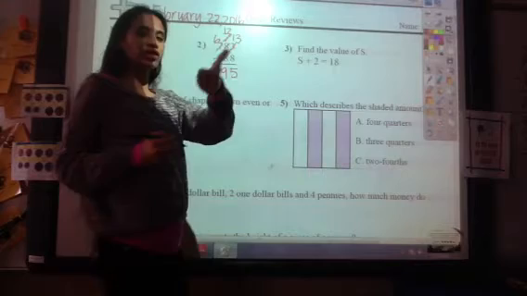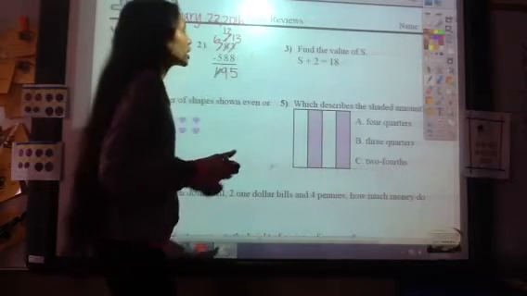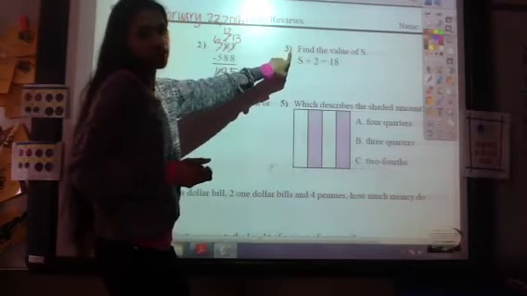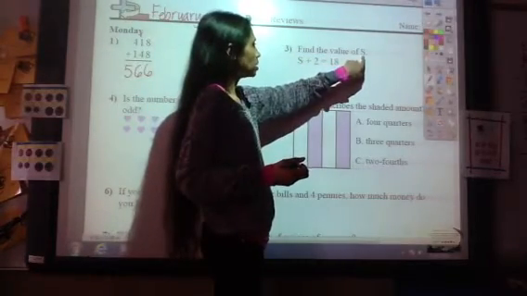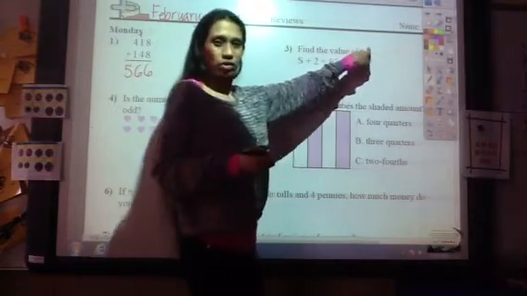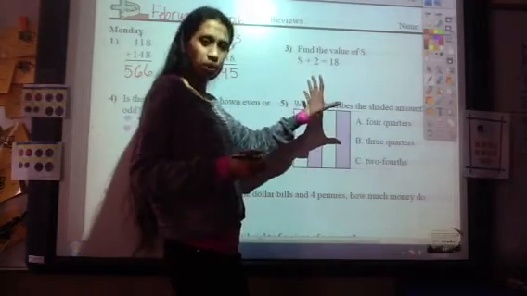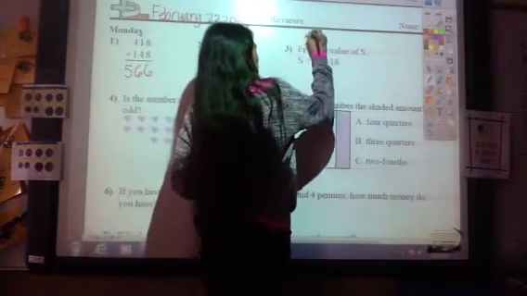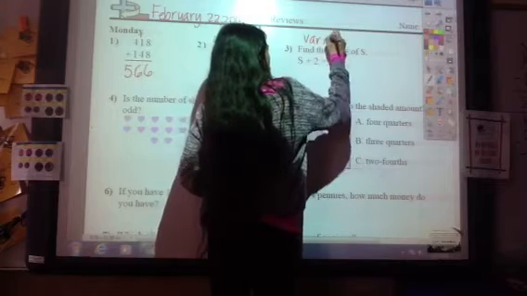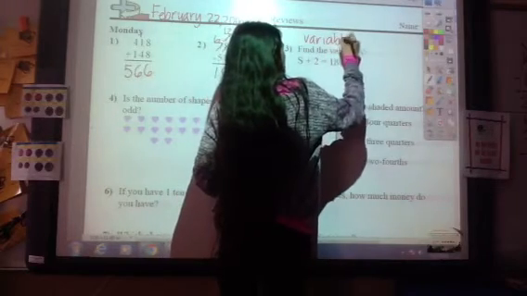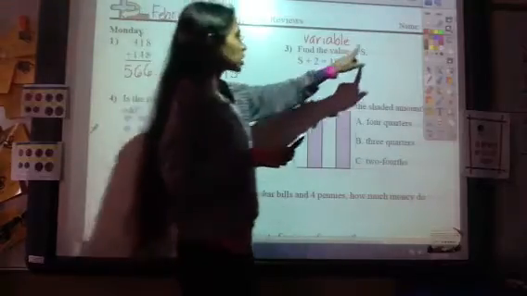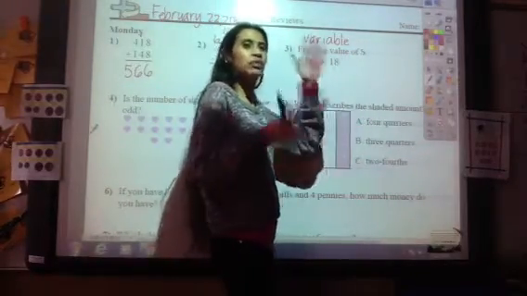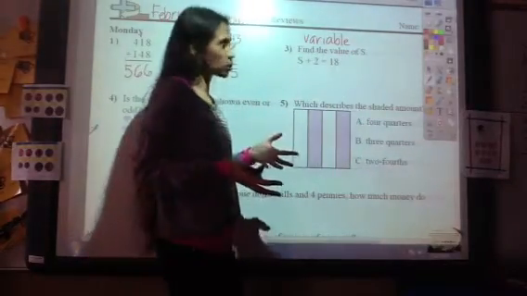Thumbs up if you got that by yourself. Woohoo! All right, let's look at number 3. Now, number 3 says, find the value of S. Now, S is a letter, but here it's a number, and we call that a variable. So when you get older, like 5th grade, middle school, and high school, you use variables a lot. So that's letters, then you have to figure out what number that letter means, okay?